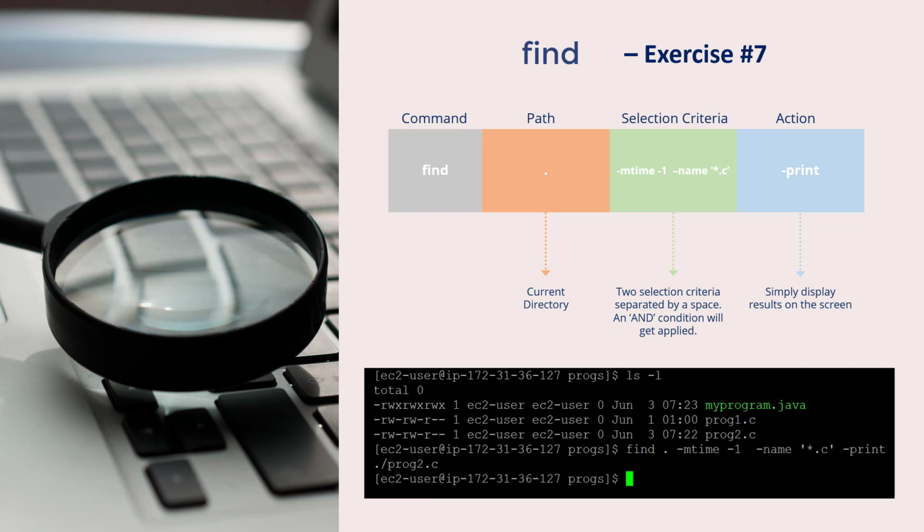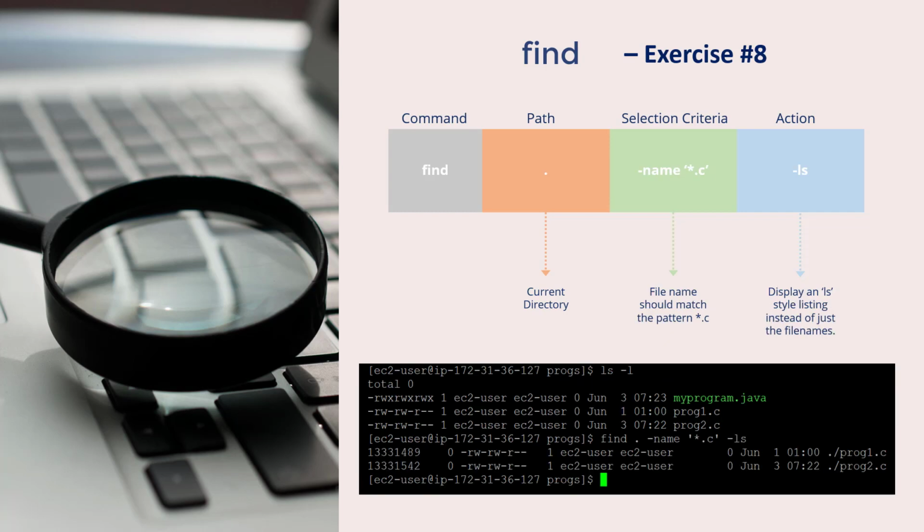This is the next exercise, exercise number 7. In this one, we are combining 2 selection criteria. We will take the mtime and the name selection criteria and write it one after the other with a space in between. This creates a logical AND relation between the 2 selection criteria. So the find command will search for files which have last mod time less than 2 days and which follow the file name pattern *.c. There is only one file that matches both these conditions, proc2.c, so it gets returned.